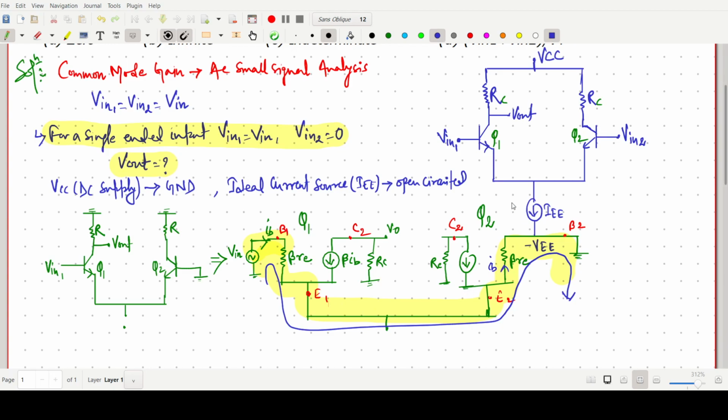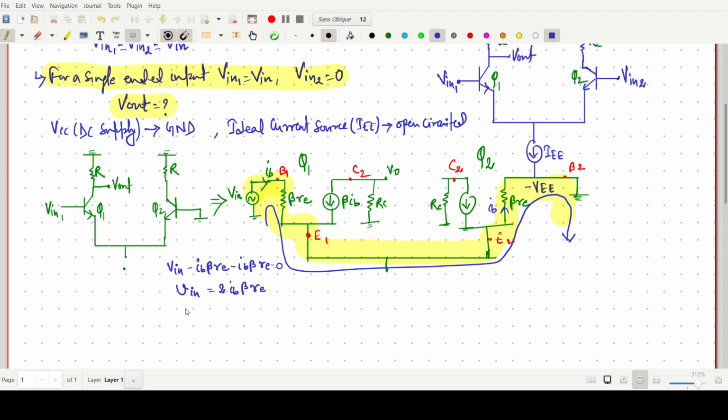Very simple thing. I am making the theory first, then we can easily solve. One can write the KVL equation: V in minus IB into beta RE, the same direction, since both the transistors are matched, minus IB into beta RE equals 0. So V in equals twice IB into beta RE.